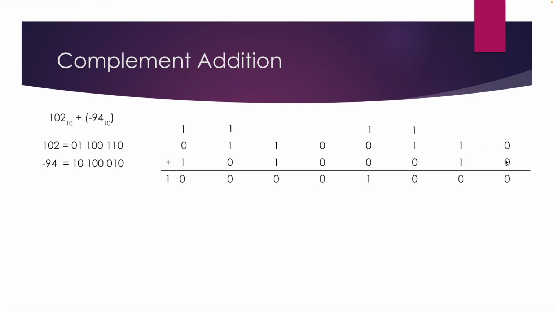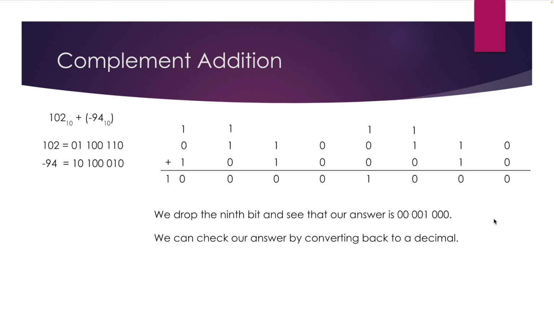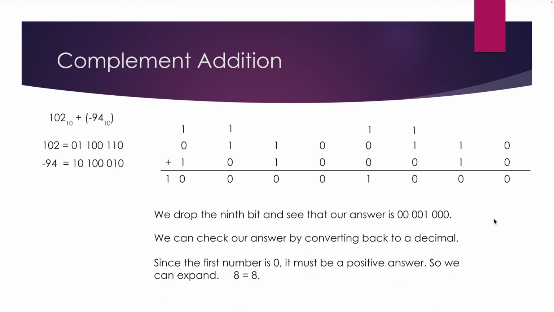So in this case, I get 0 and then 1 0. Put the 0, carry the 1. 1 0, put the 0, carry the 1. 1 0 1 0. Put the 0, carry the 1, 1 0, put the 0, carry the 1, and then 1 0, and again we're going to drop that 9th bit, so we get an answer of 00001000, and if we convert that back into a decimal, we get 8, which is the correct answer of 102 plus a negative 94.